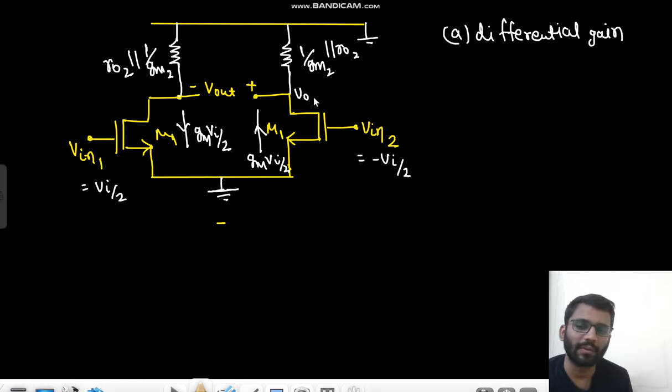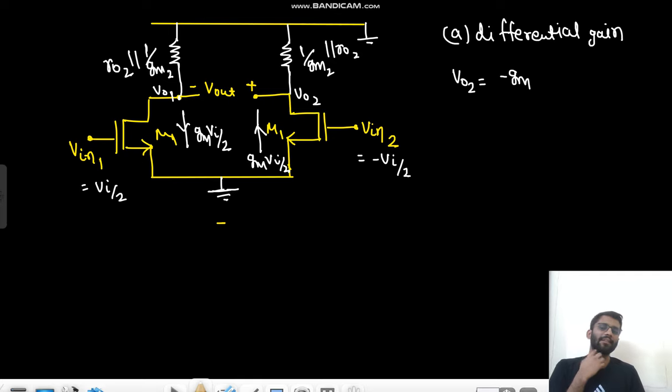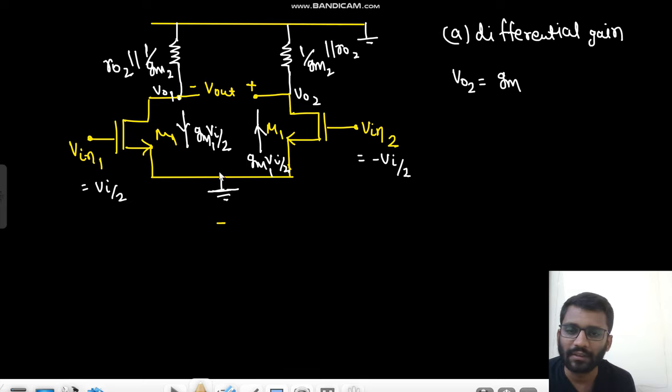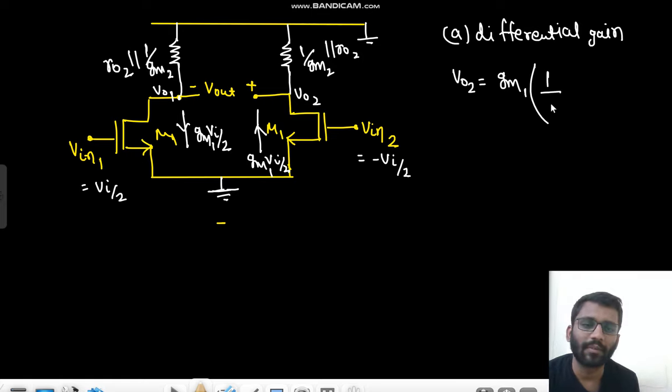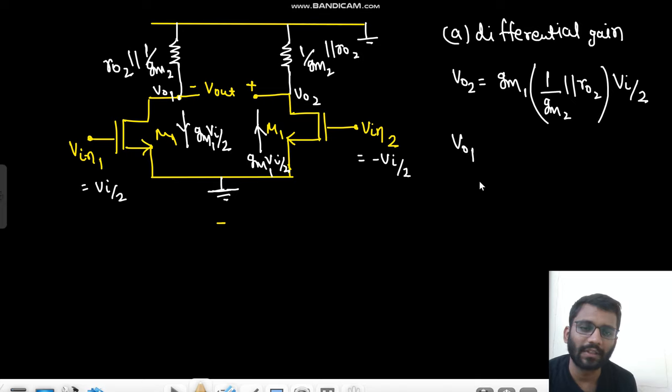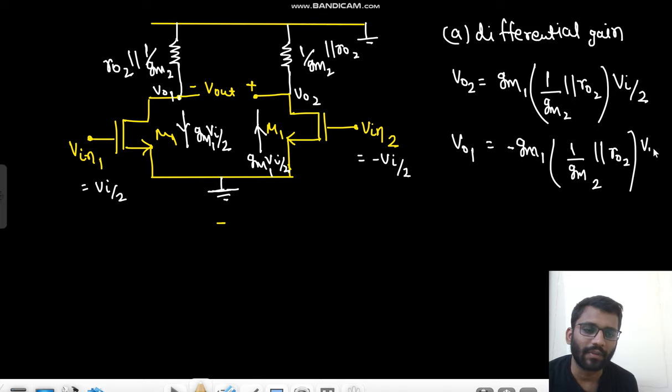So if we call this one V naught 2 and this one V naught 1, V naught 2 would be not minus, it would be plus only, right? Yeah, plus only. So your V naught 2 would be GM1 into 1 upon GM2 R naught 2 into VI by 2. And what is V naught 1? Your V naught 1 would be, this is grounded, so it will be minus GM1 into 1 upon GM2 R naught 2 VI by 2.